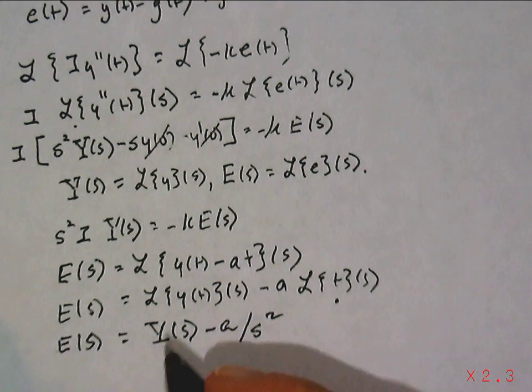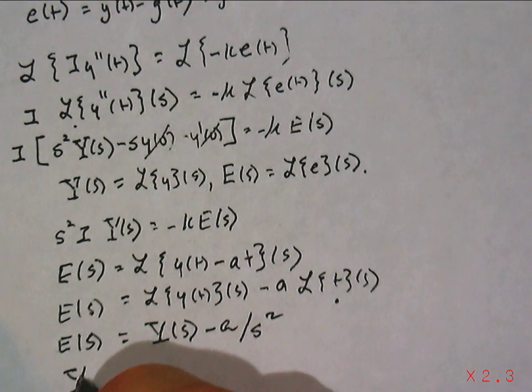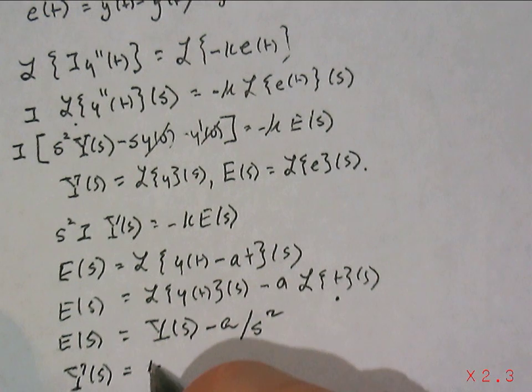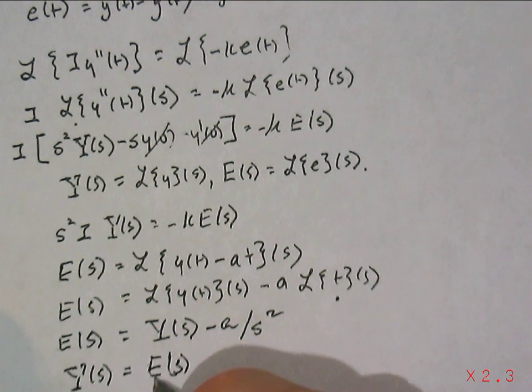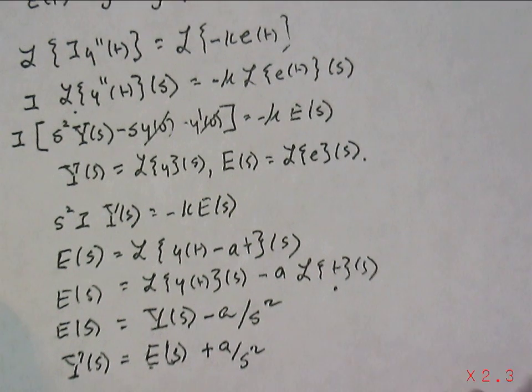Now, if we just rearrange this and solve for y of s, what that says is that y of s, the Laplace transform of little y, is nothing but E of s, the Laplace transform of your deviation function, plus a over s squared. Just solving for it.